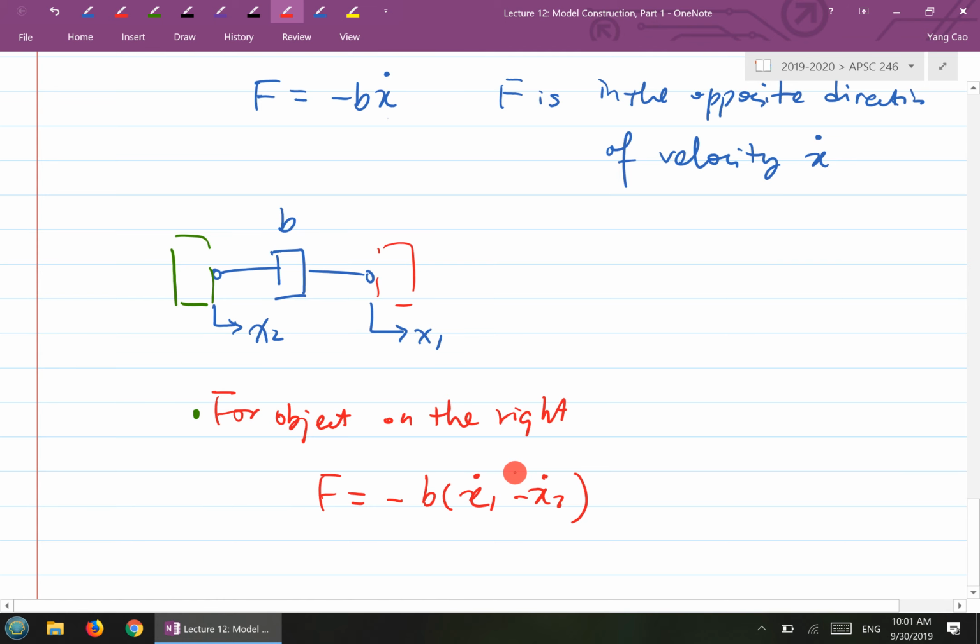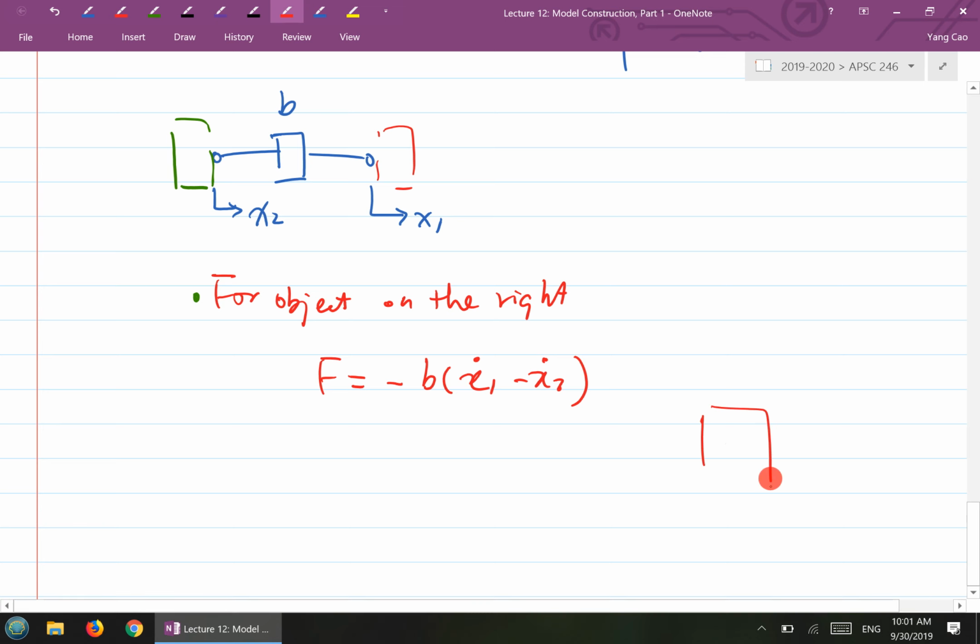So if you have the red object M here, then according to the governing equation, you should have a force pointing in the opposite direction of x1 dot, so B times (x1 dot minus x2 dot). This time, because I already have the arrow pointing in the opposite direction of x1, I don't need the negative sign here. Any questions so far? All good?